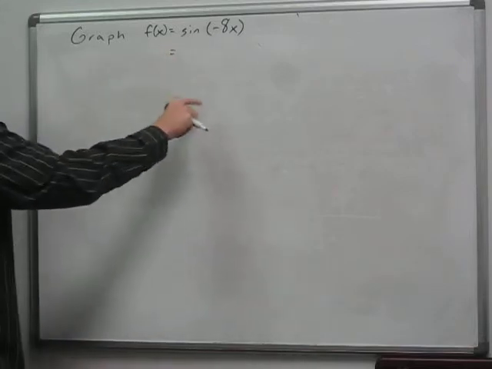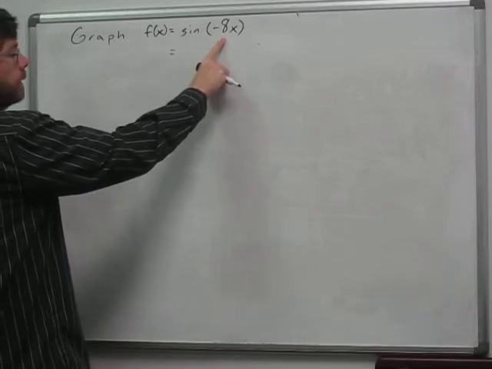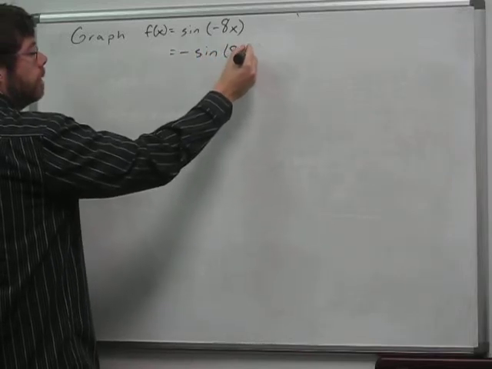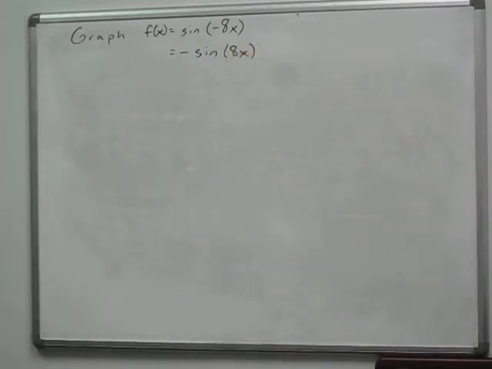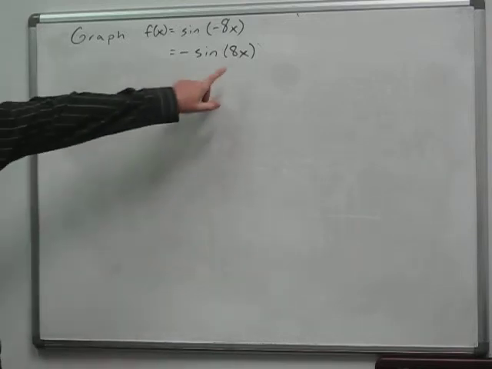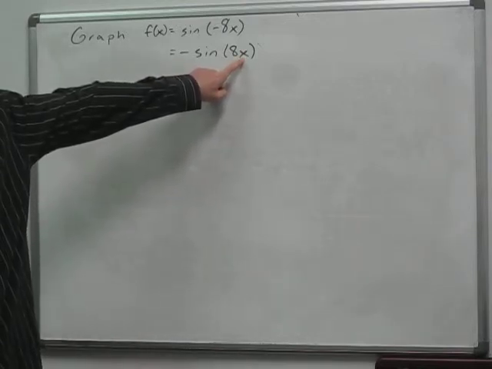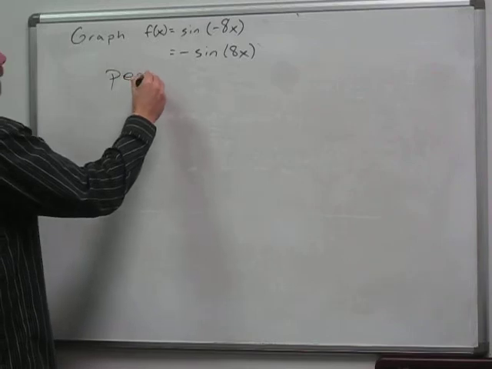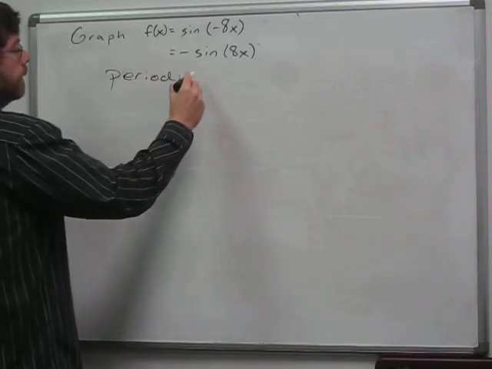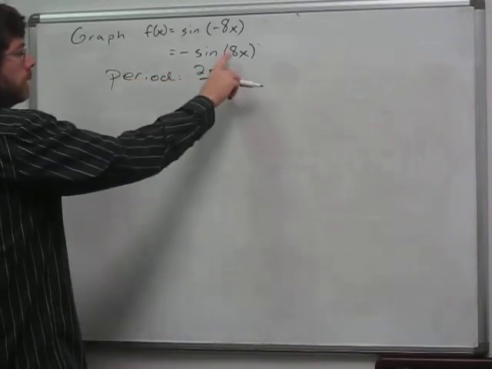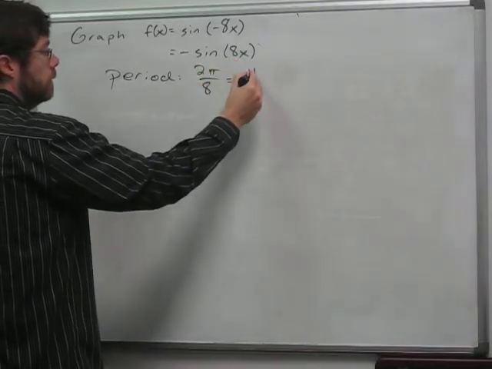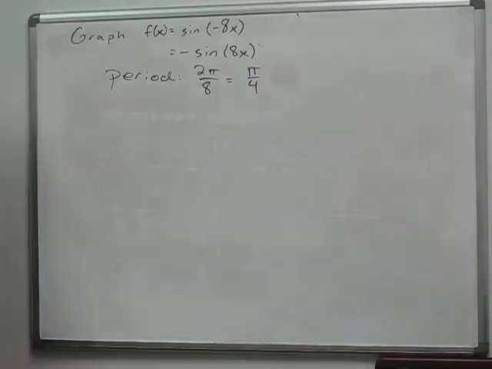Sine is odd, so I can write the sine of negative 8x as negative the sine of 8x. Okay. And now that my coefficient on x is positive in the argument, this is something that I've dealt with before. Right? So I can find the period. It's going to be 2 pi over the absolute value of the coefficient on x. We made that positive, so that's just 8. So the period is pi over 4.